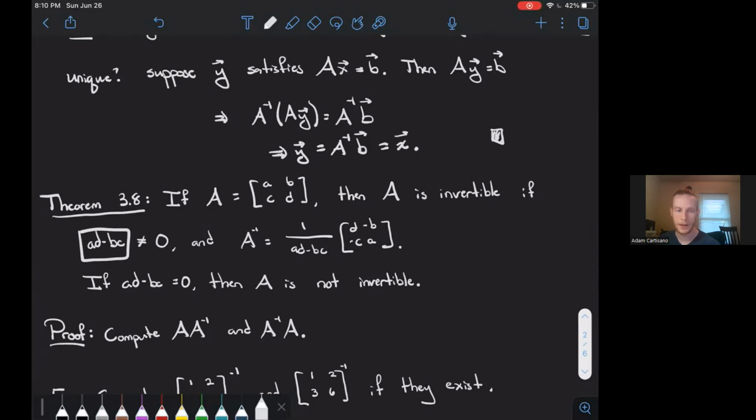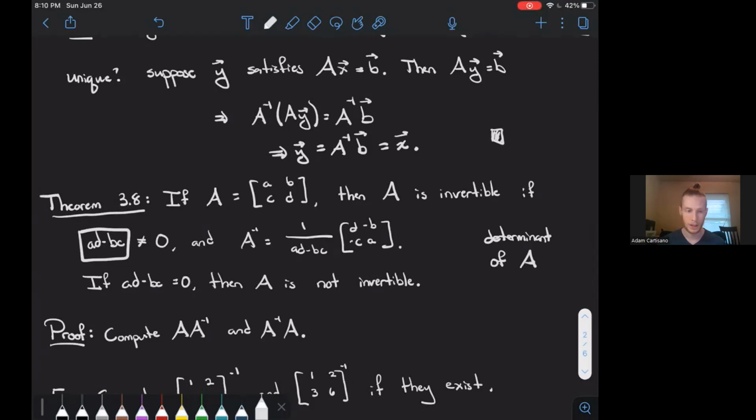Okay? That number AD minus BC is called the determinant of A. I say that now as a foreshadowing. We won't go into it right now, but we will talk about it later on. Determinant of a square matrix. Well, anyway, so what you do is you compute this number, do 1 over it, and then multiply it by this transformed matrix.